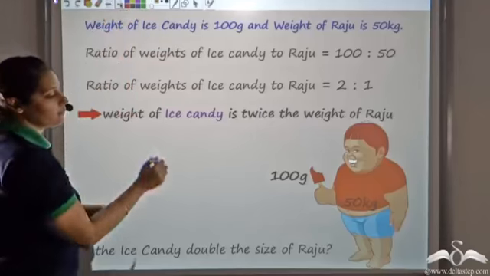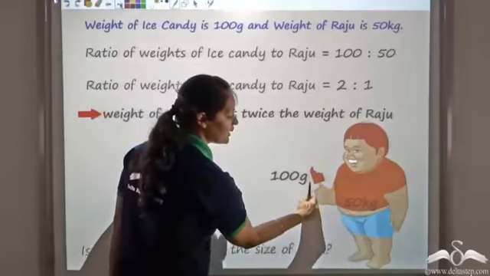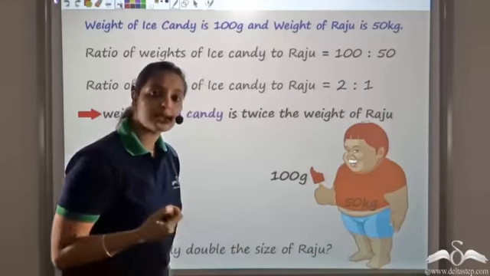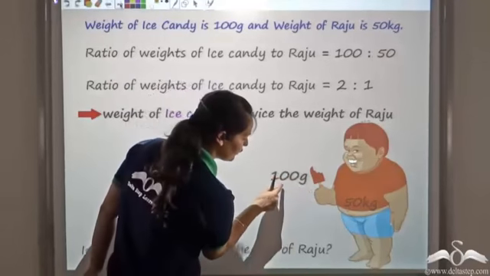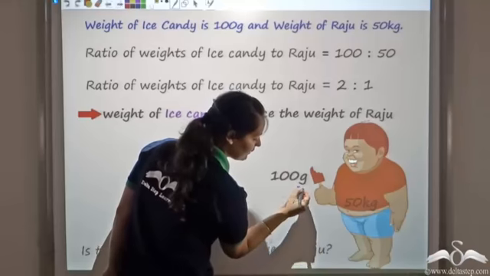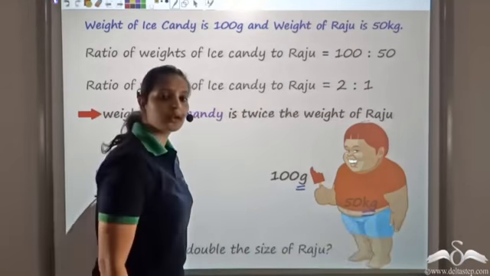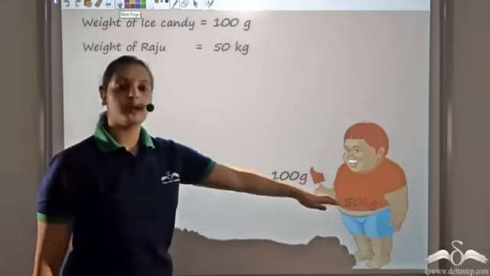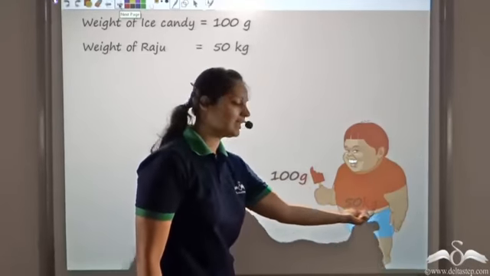So what is the problem? Why is it so that we are getting that ice candy weighs twice the weight of Raju? Why is it so? What is the problem? Well, if you carefully observe the difference, here I have grams and here I have kgs. So even though I was comparing weights of two people, what I did is I've compared grams and kgs.